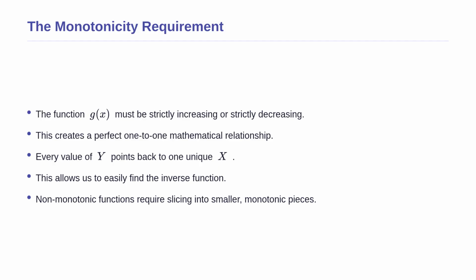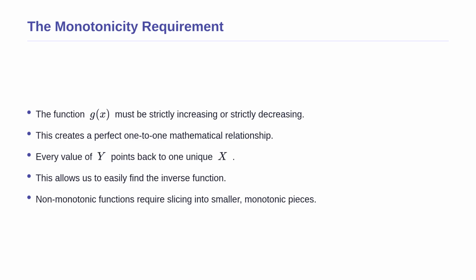With our boundaries set, we need to check one crucial property of our mathematical rule. For our standard transformation formula to work smoothly, the function must be monotonic. This means it either strictly increases all the time or strictly decreases all the time. Think of walking on a staircase where you never take a step back down. This creates a perfect one-to-one relationship, ensuring every value of y points back to exactly one unique value of x. This allows us to find the inverse function, which is our way of walking backward from y to x.